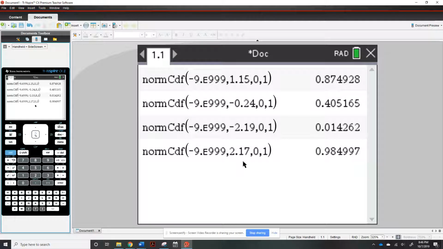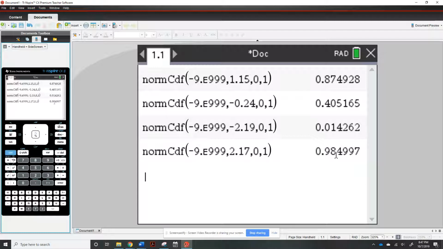I also did it on the calculator. The starting point is negative infinity. The stopping point is 2.17. The mean is 0. Standard deviation is 1. Now this says 49. We got 50. Well, the number to the right of this is a number bigger than 5. So the 9 changes to a 0, which makes the 4 change to a 5.